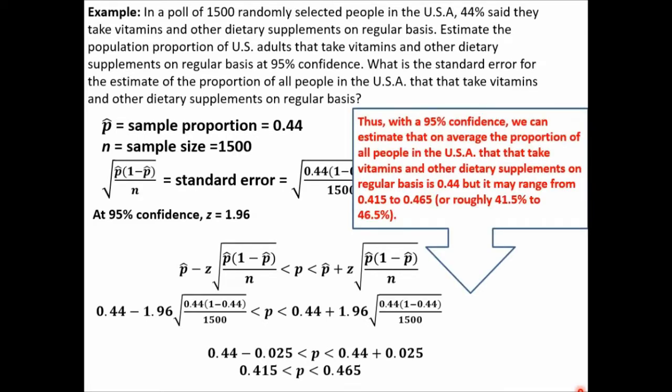And what does that tell us? With 95% confidence, and that is the conclusion that you have to draw, we can estimate that on average the proportion of all people in the USA that take vitamins and other dietary supplements on a regular basis is 0.44, but it may range from 0.415 to 0.465, or 41.5% to 46.5%.